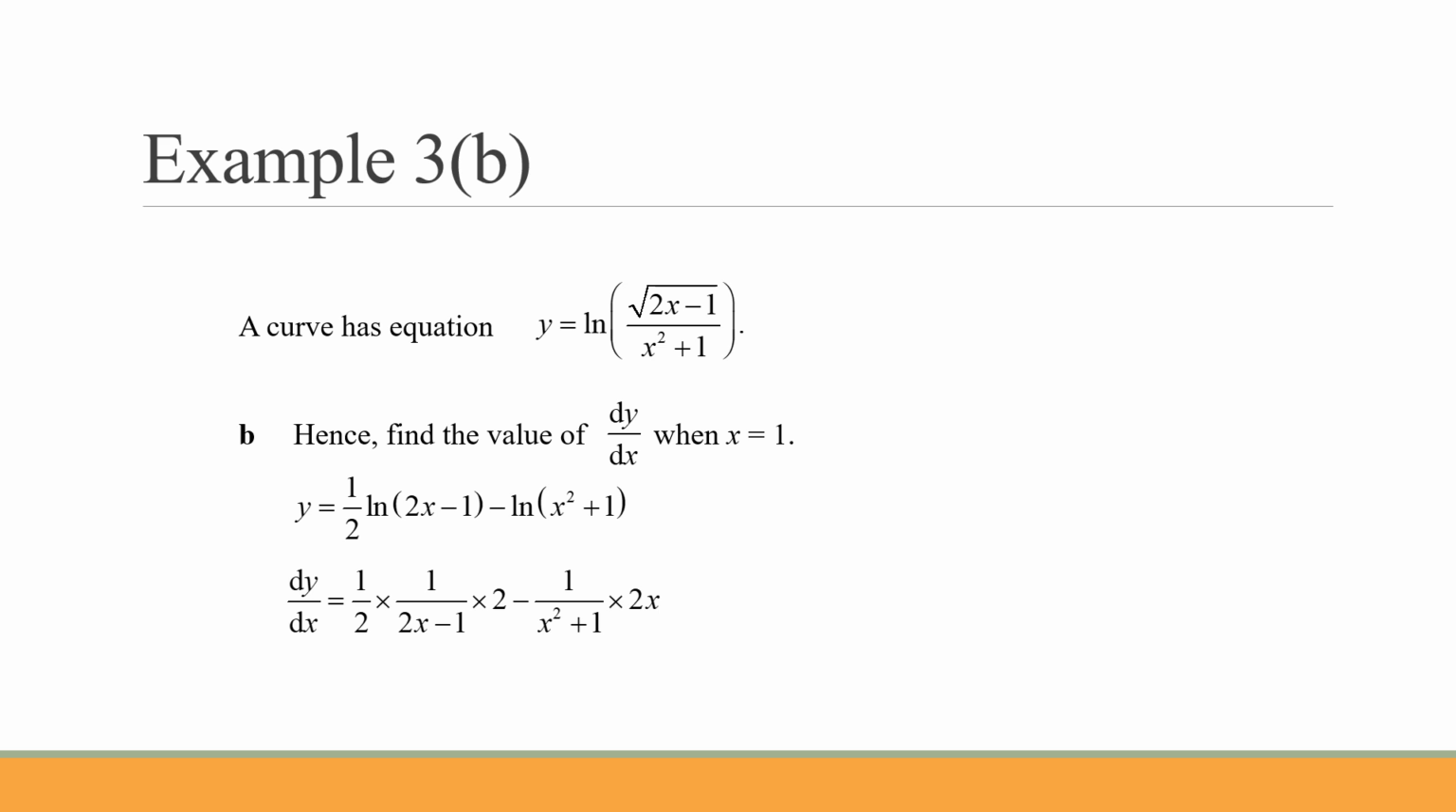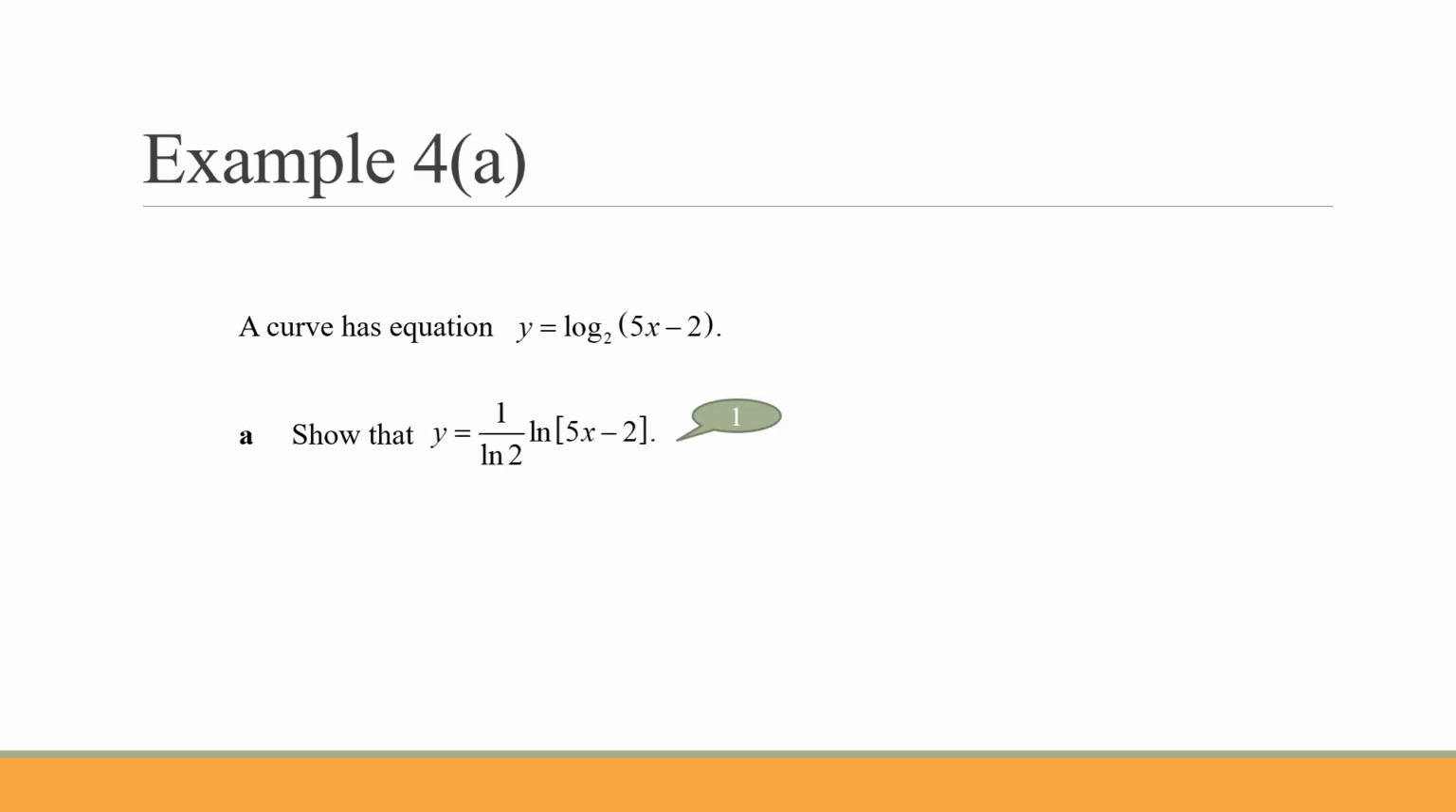That's for the first term, and the second one, because there's a minus there, we just put that: 1 over x squared plus 1 multiplied by the 2x there. I do not recommend you to simplify further. Then substitute the value of 1, and you get your gradient. In this case, your gradient is 0. It's possible to have gradient 0, because we can have positive gradient, negative gradient, and also 0 gradient is possible. All right, moving on to the last one.